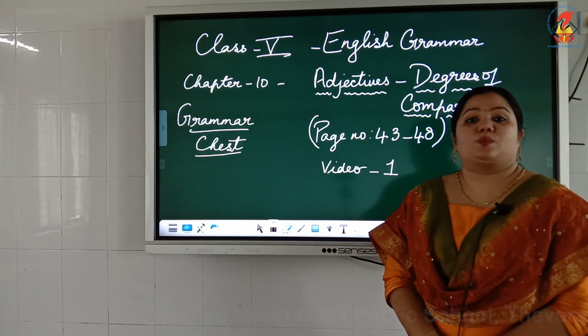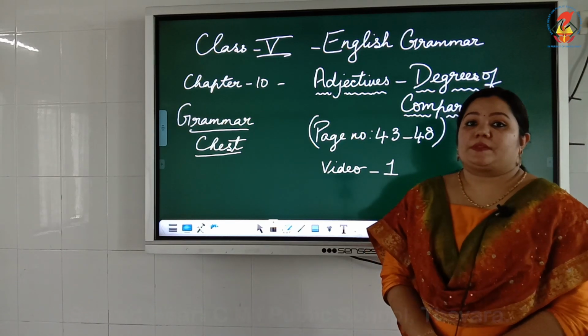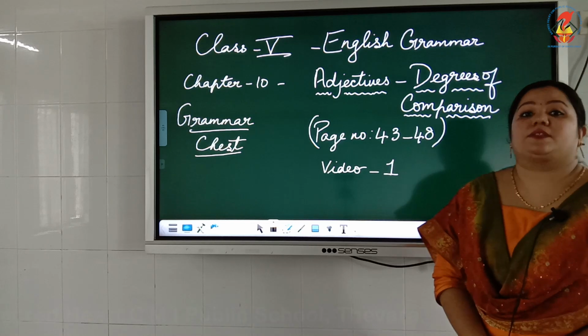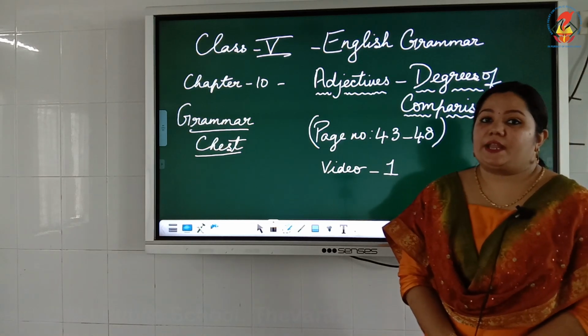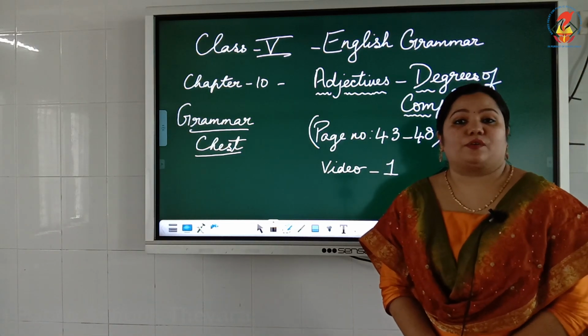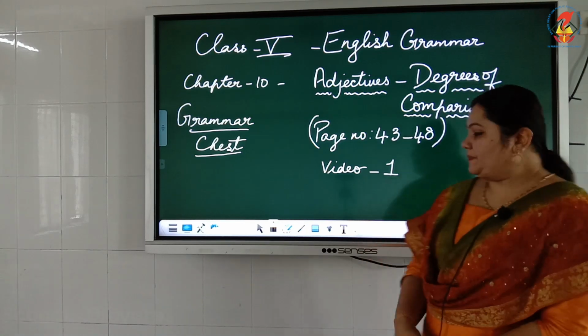In the previous class we learned about adjectives, right? Adjectives are describing words, they tell you more about a noun. And now we are going to deal with degrees of comparison. So let us see what it is.